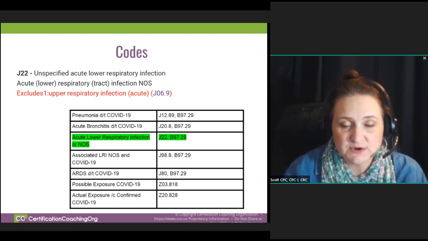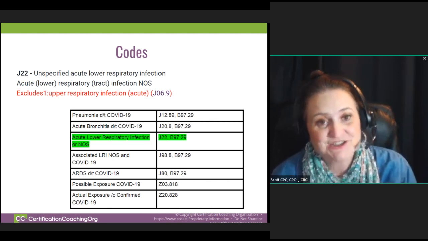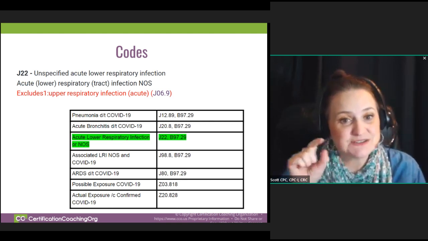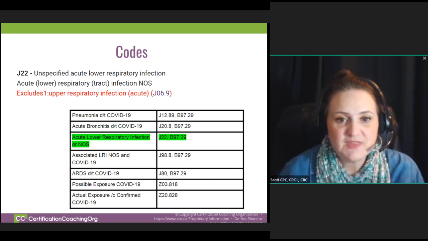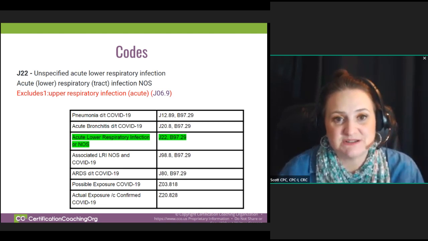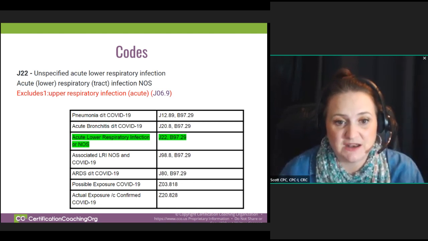Lower respiratory infection is different than upper respiratory infection. So pay attention to those little details. Is it an upper or is it a lower respiratory infection? Okay. And then again, if it is an upper respiratory infection and the doctor says it's due to COVID-19, then you would just use the J06.9. Follow those instructions.